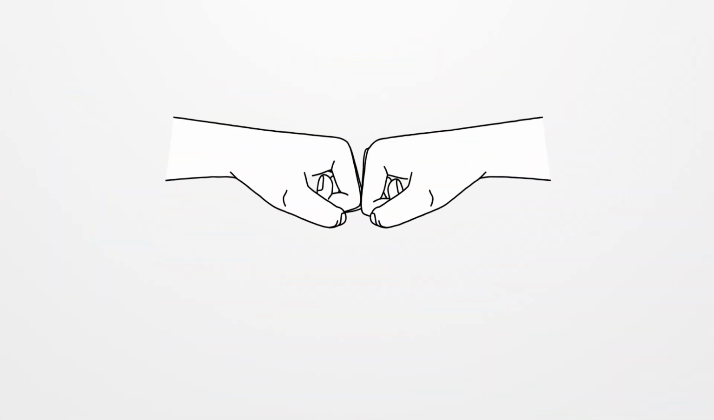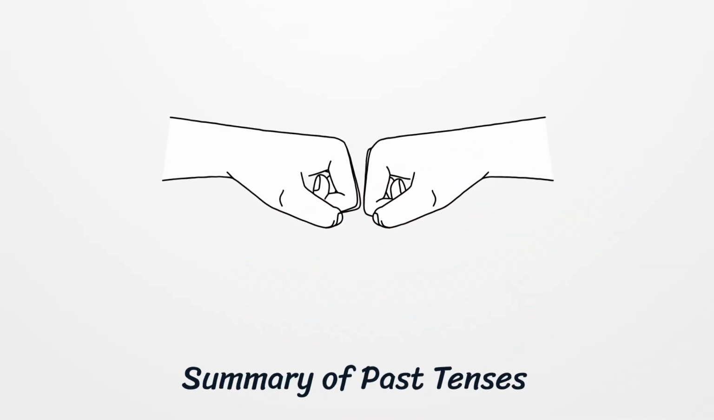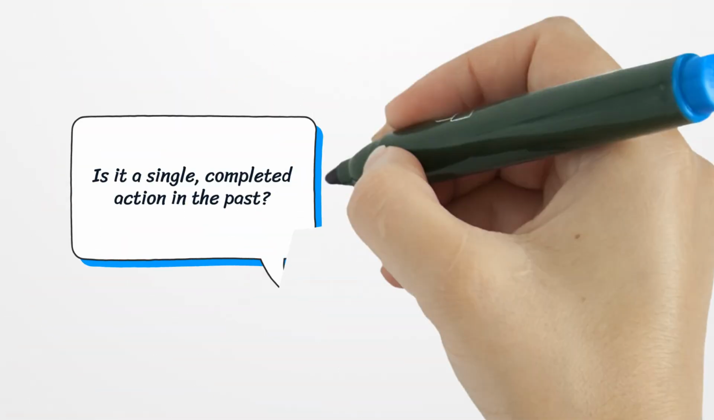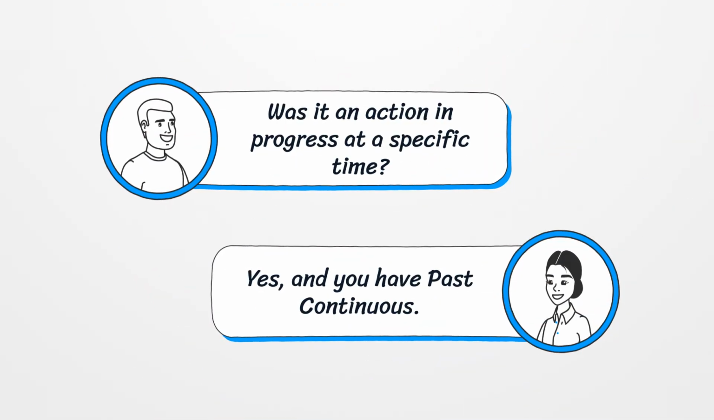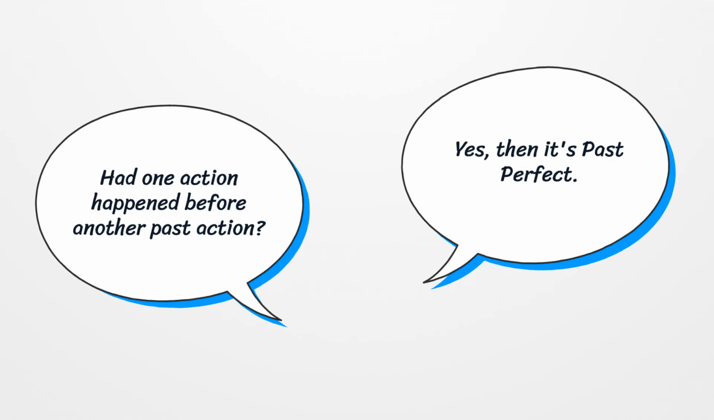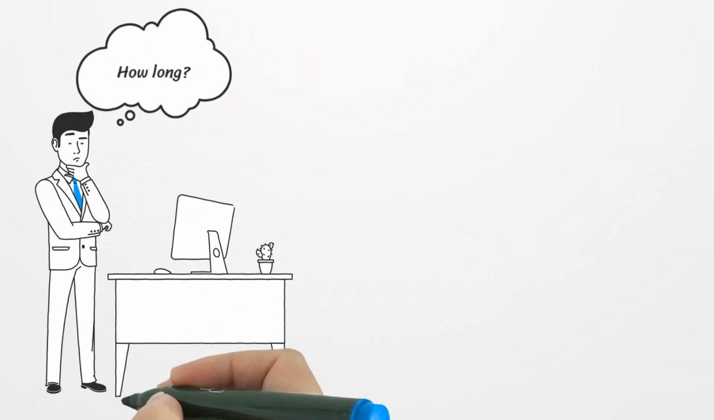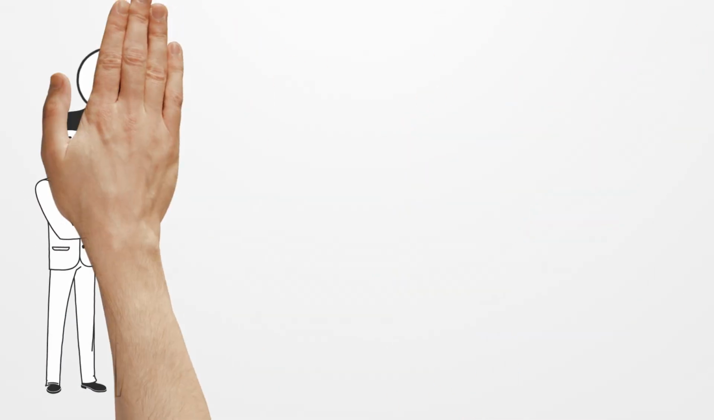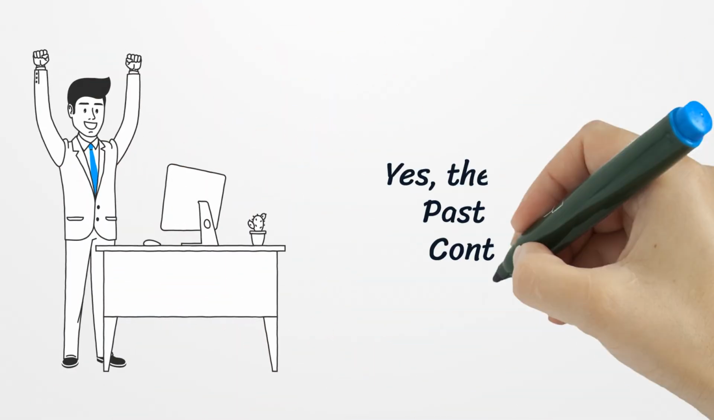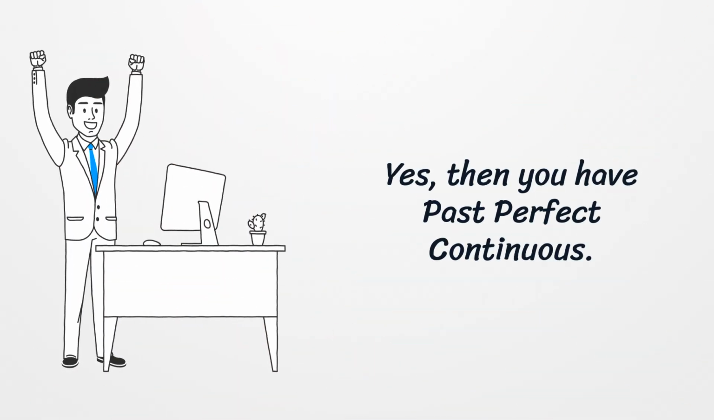To summarize our understanding of the past tenses, let us ask ourselves several questions. If it is a single, completed action completely in the past, it's past simple. Secondly, was it an action in progress at a specific time in the past? If yes, you have past continuous. Thirdly, had one action happened before another past action? Then it's past perfect. Finally, do I want to emphasize the duration of an action that happened before another past event or action and/or led to it? If that's the case, then you have past perfect continuous.